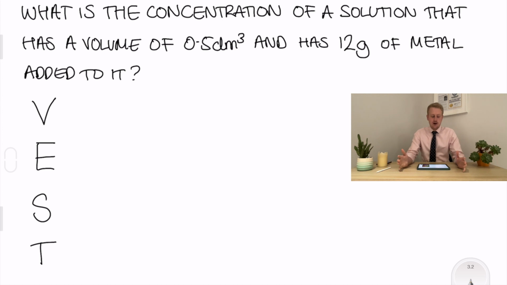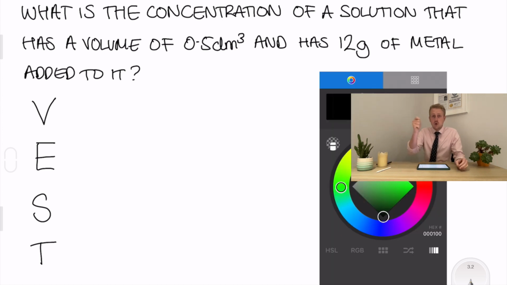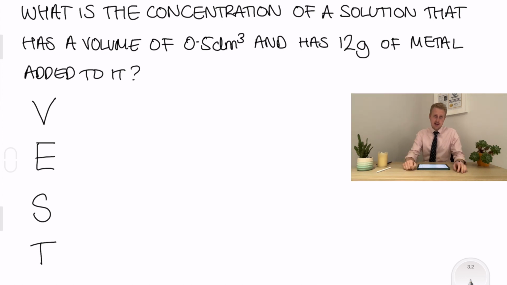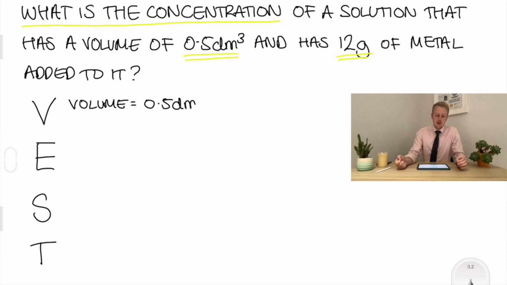So then we have our V, which stands for our variables. We go through the question, we underline any numbers that we see and any question that is asked to you. So here you can see we've underlined 0.5 decimeter cubed for our volume, 12 grams for our mass, we know that because of the unit, and what is the concentration. So our volume, as you can see here, I'm writing 0.5 decimeter cubed for the volume, mass equals 12 grams, and the concentration equals, we don't know, question mark, okay? That's an unknown for us.